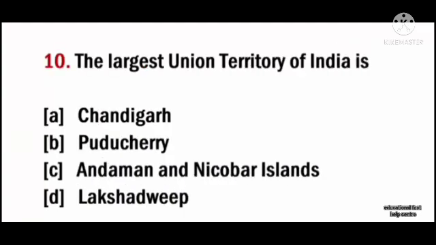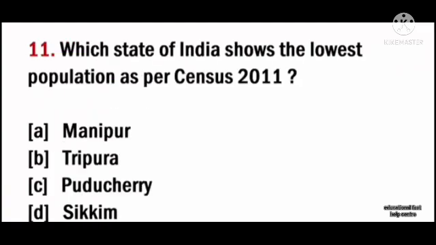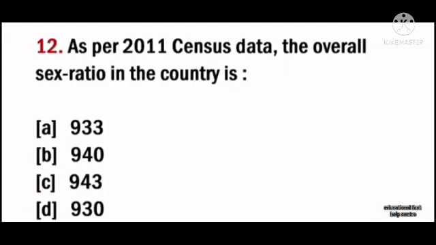The largest union territory of India is? Answer C. Andaman and Nicobar Islands. Which state of India shows the lowest population as per census 2011? Answer D. Sikkim. As per 2011 census data, the overall sex ratio in the country is? Answer B. 940.